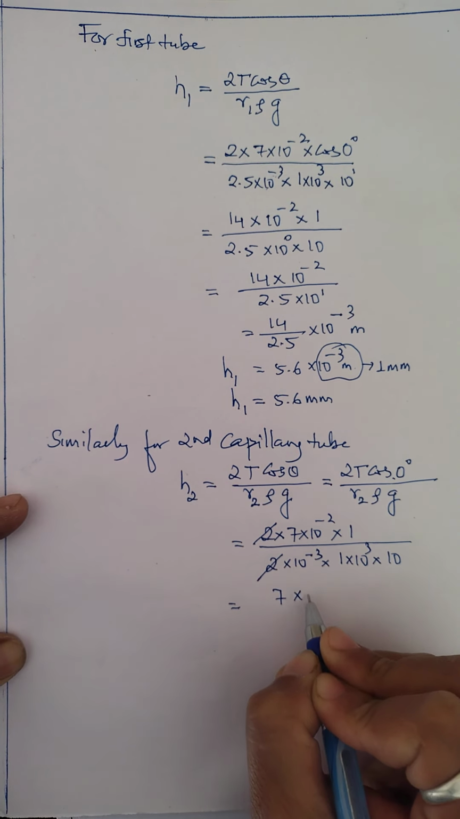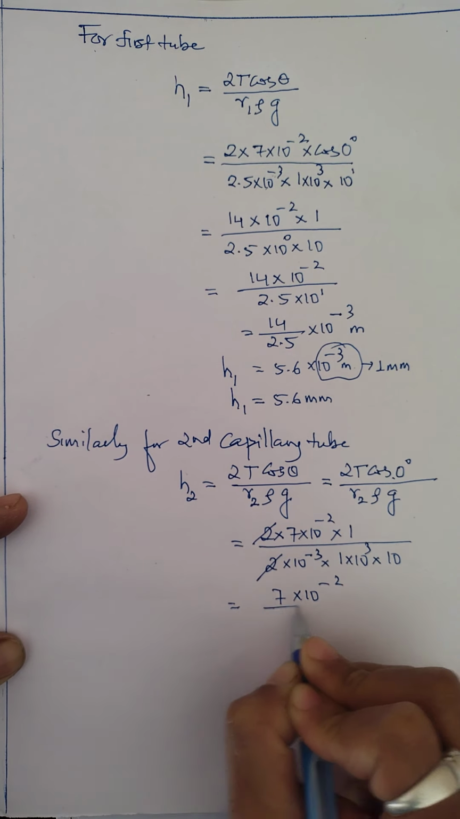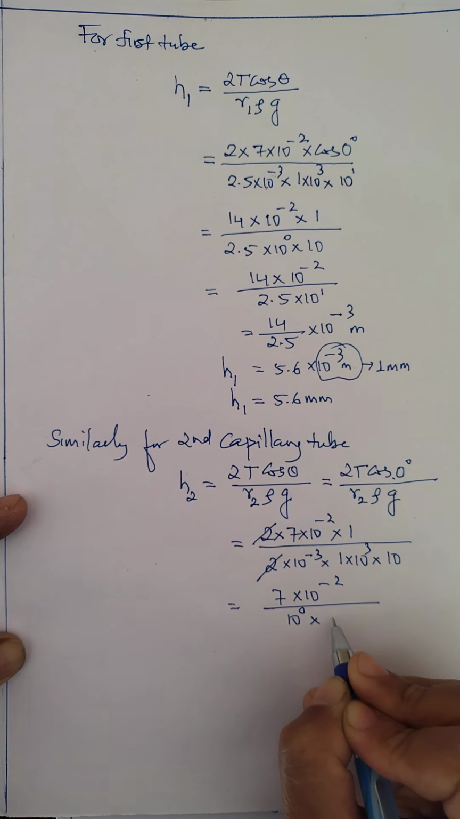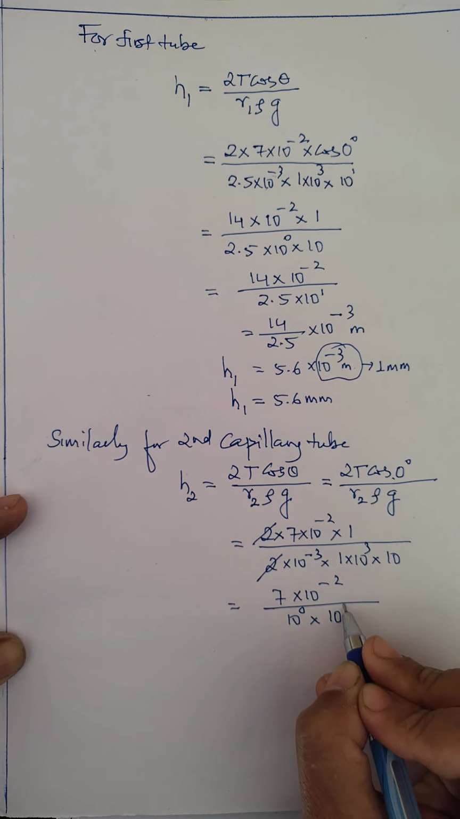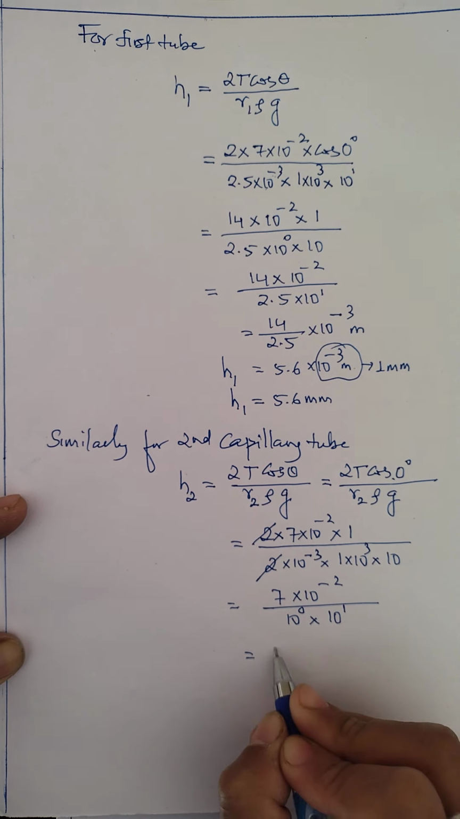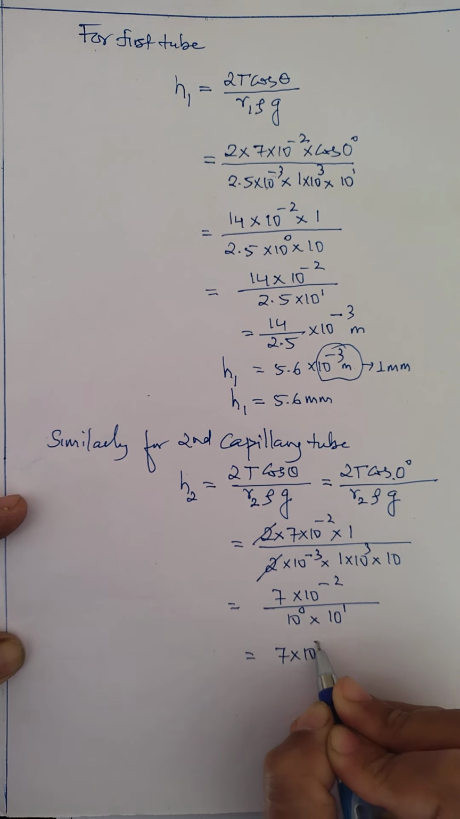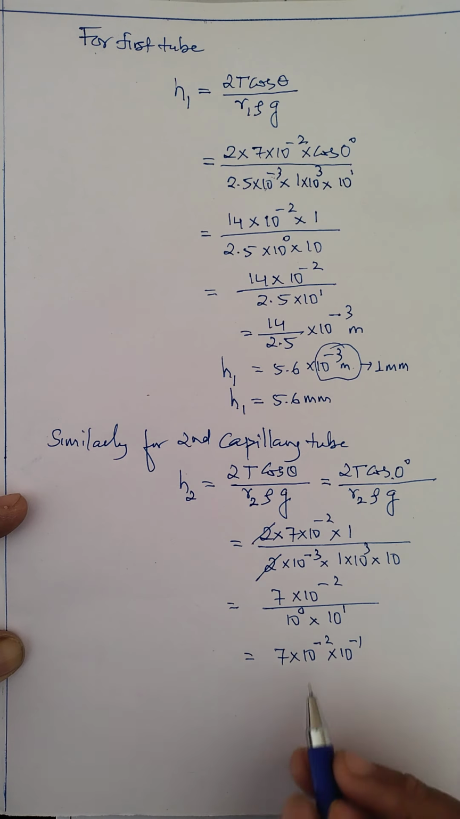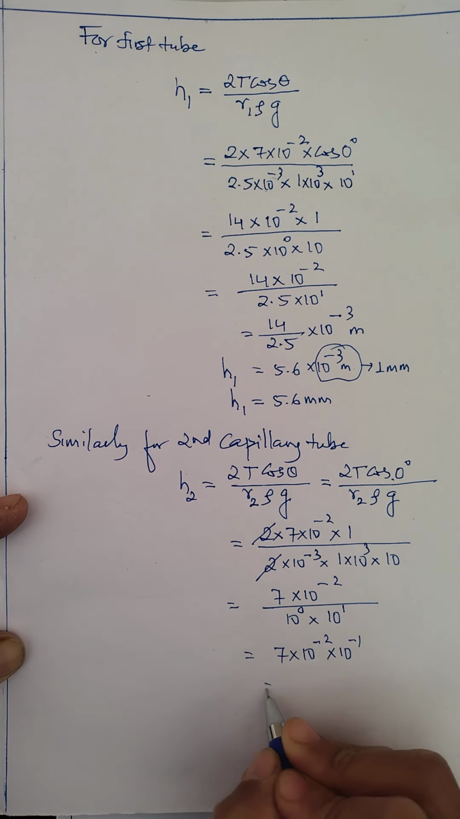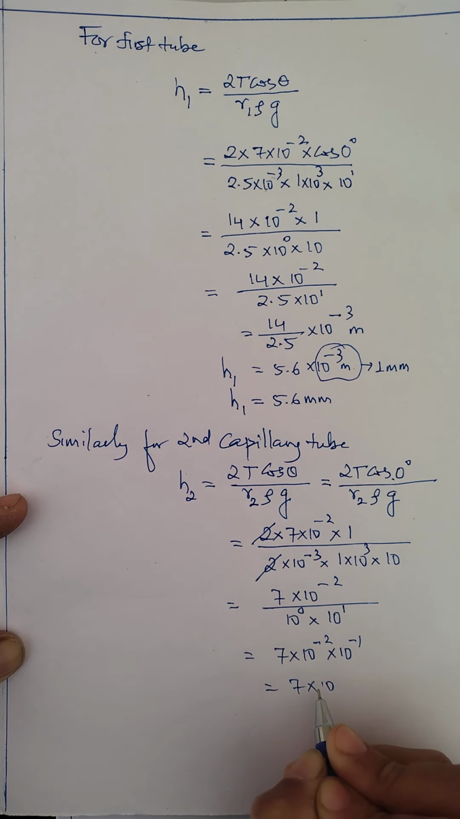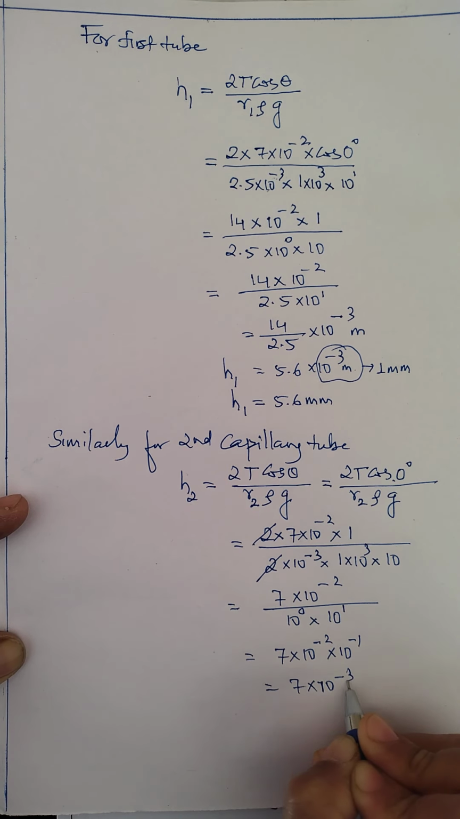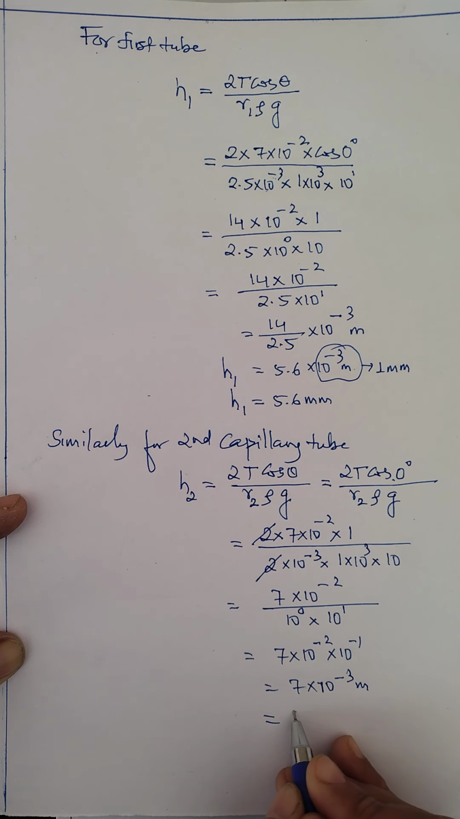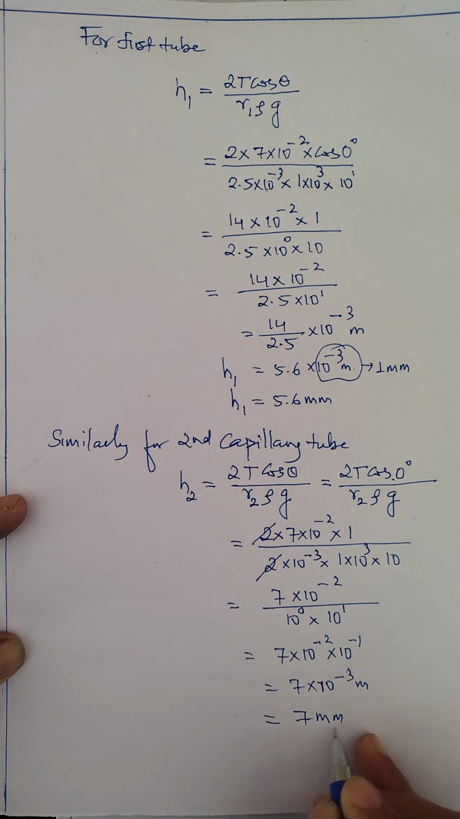7, I write down same, 10 to the power minus 2 by 10 to the power minus 3 plus 3 means 0, and this is 10 1. 10 means only 10 to the power 1. So 7 into 10 to the power minus 2 into 10 to the power minus 1, because 10 to the power 1 if I take in the numerator is minus 1, and 10 to the power 0 means 1. So it is 7 into 10 to the power minus 3, and the unit is meter. So 10 to the minus 3 meter, again I write in millimeters, so it is 7 millimeter.